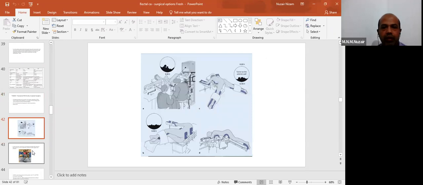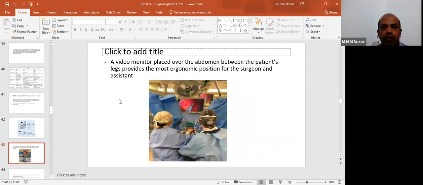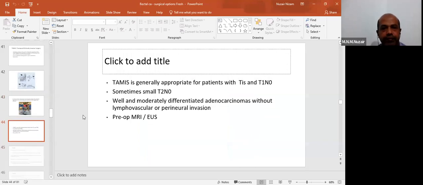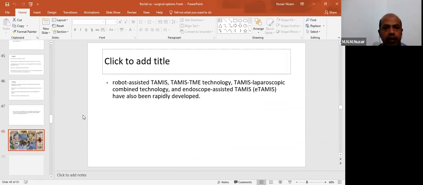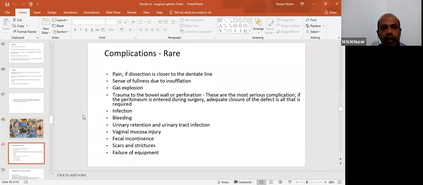And you can do this in all the positions. According to the tumor, you can position the patient where it will be easy for you. So this is how we do it. This is the TAMIS procedure, and the monitor is being kept between the legs on the head end of the bed. So there are complications of TAMIS, but they are not very serious. They are not very common.